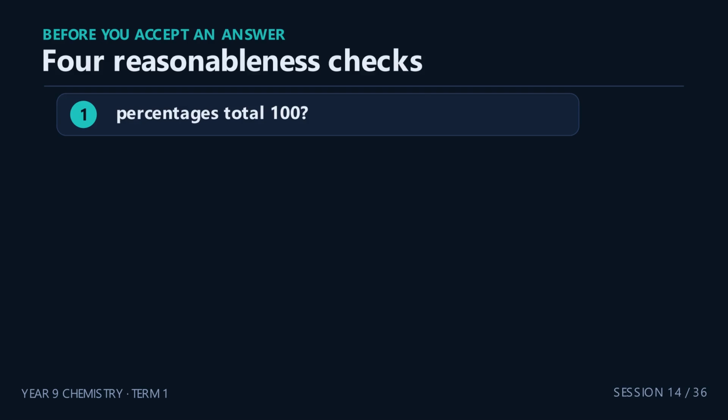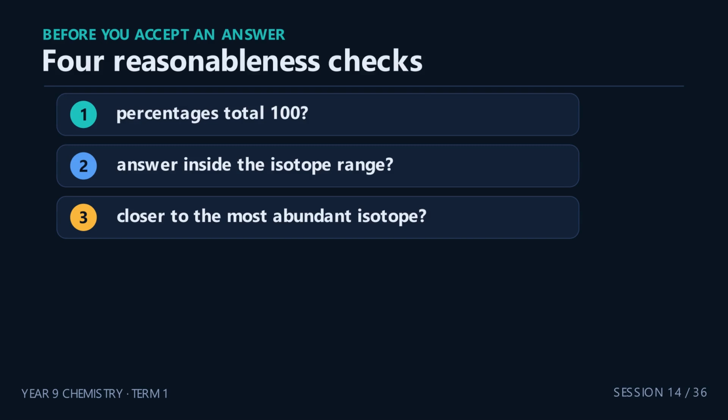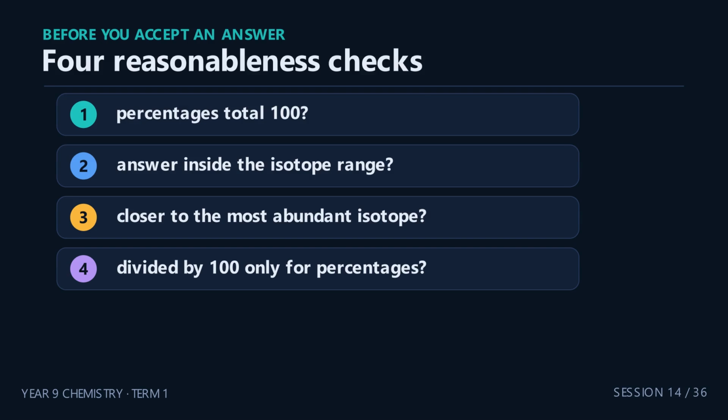Do the percentages total 100? Is the answer between the smallest and largest isotope mass? Is it closer to the most abundant isotope? And did you divide by 100 only because you used percentages? So if your chlorine answer comes out as 3,550, you forgot to divide.